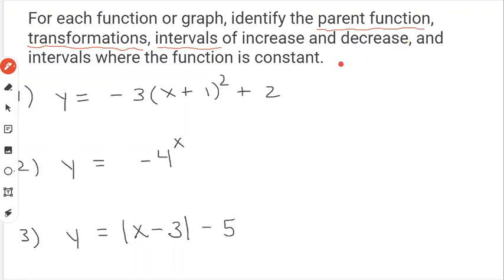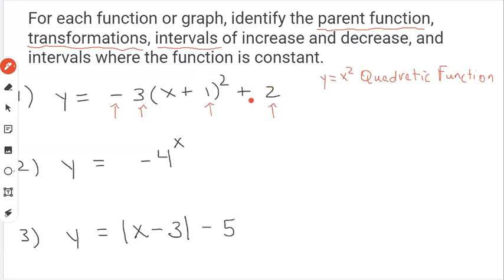So the parent function is going to be y equals x squared. It is that quadratic function that you're very familiar with at this point. So it is going to have a u shape when we graph it. But what is the transformation? What's actually going on here that's changing the function? Well, we've basically got four things. This, this, this, and this.